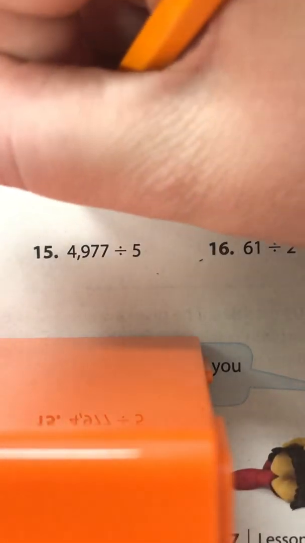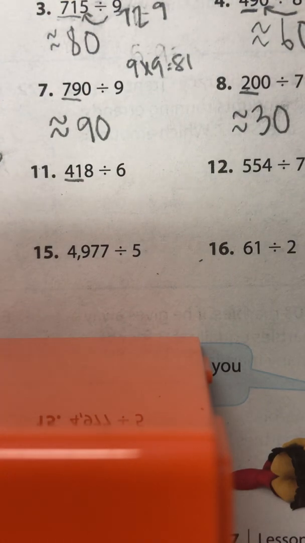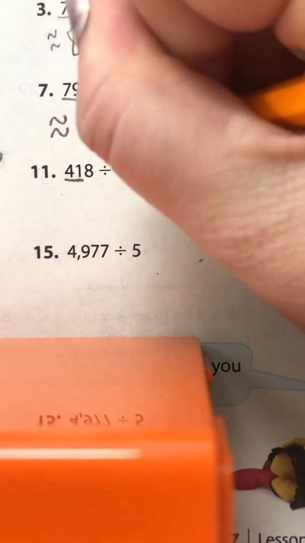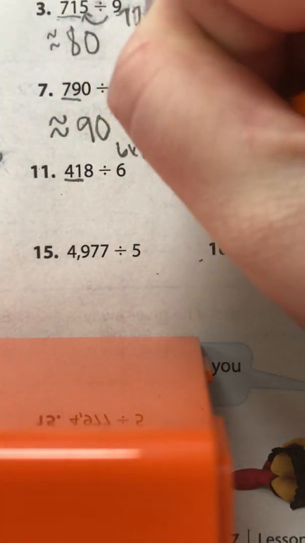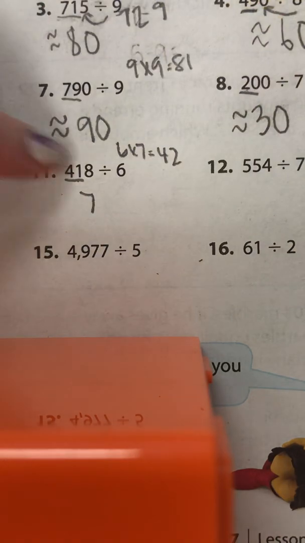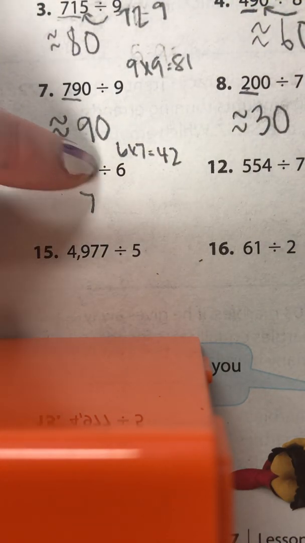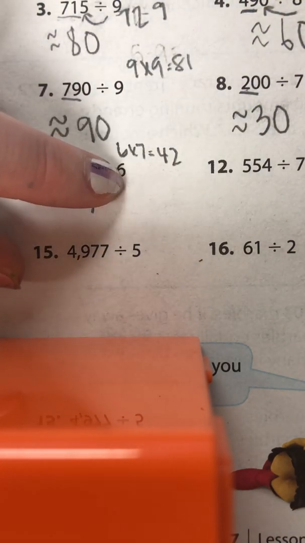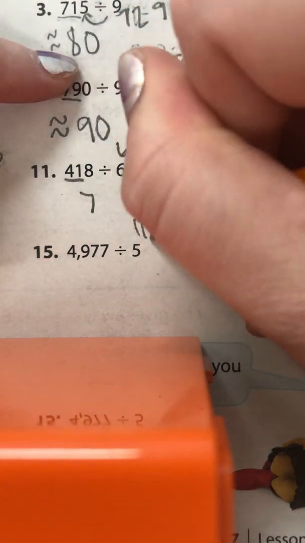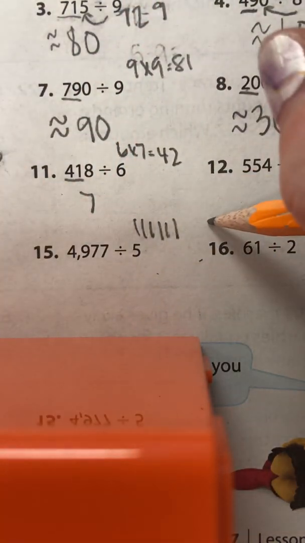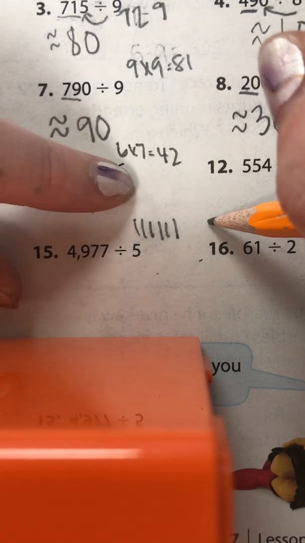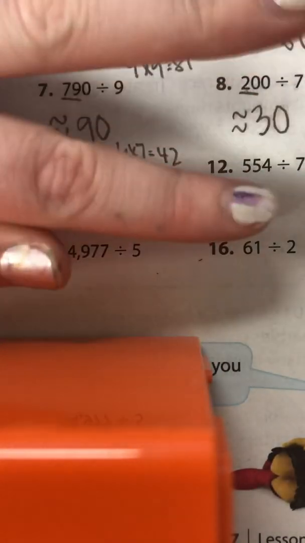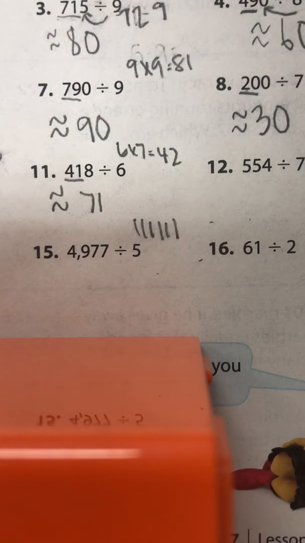Number 11, 418 divided by 6. 41 divided by 6. The closest I can get to is 6 times 7 is 42. So I'm going to put a 7 here, and then I have the 8 to deal with. 8 divided by 6. If I have a group of 6 right here, I can't make another group of 6 without going over 8. So 6 can go into 8 once. 8 is divisible by 6 1, and then there's some left over, but we're just estimating. So 418 divided by 6 is about 71.